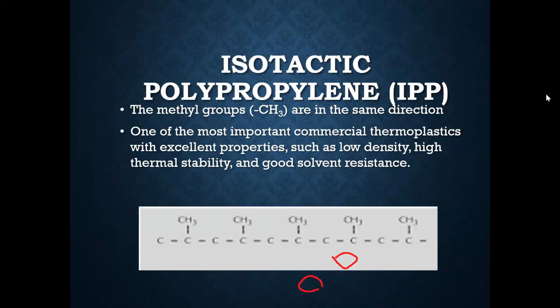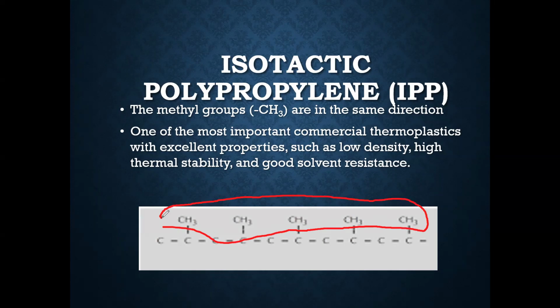Isotactic, we can see here a regular distribution of the methyl group, and they are in the same direction on the polymer, which gives the polypropylene excellent properties such as low density and high thermal stability and good solvent resistance.